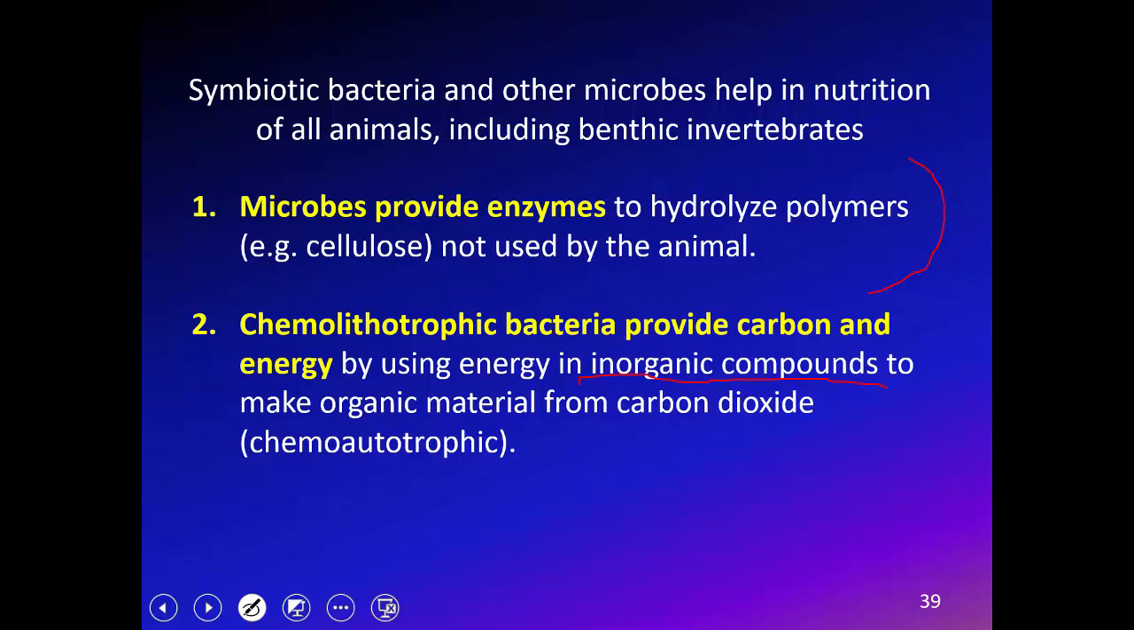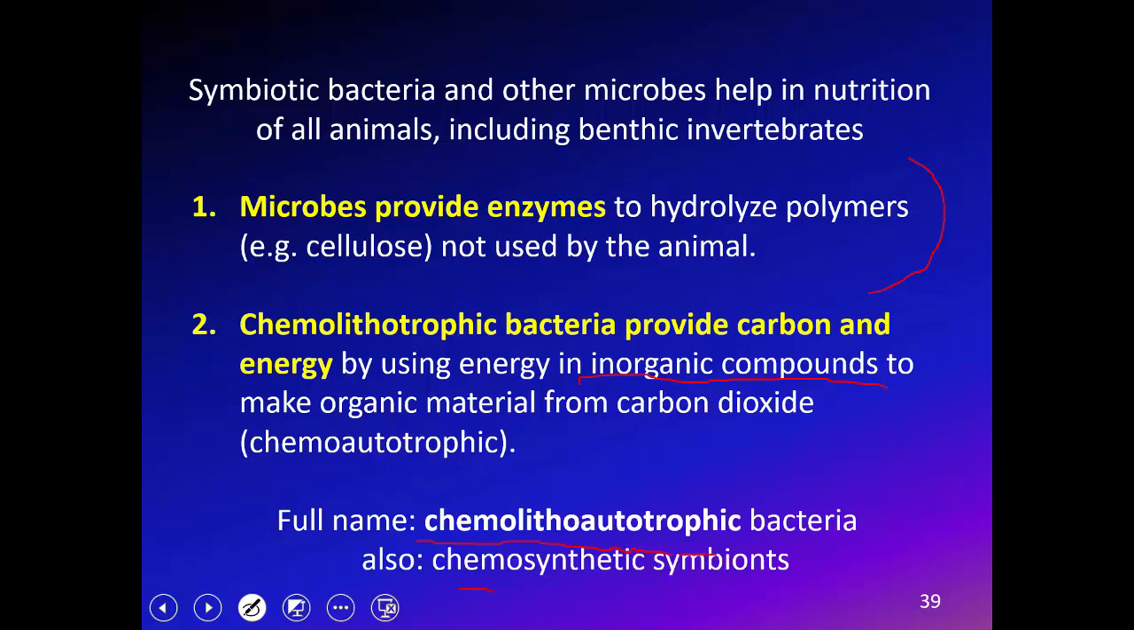And they're getting energy from these inorganic compounds and making organic material like the phytoplankton algae that we've seen already. And that organic material is in turn used to feed the animal. So we'll say a few more words about that. Their full name, and I've used it already, is chemolithoautotrophic bacteria. We're going to see this again when we talk about hydrothermal vents, but I want to mention it now in this lecture, because it is an important example of how these invertebrates make a living.